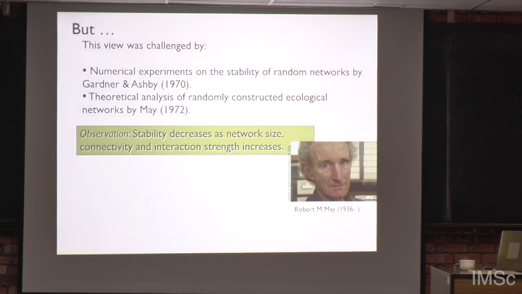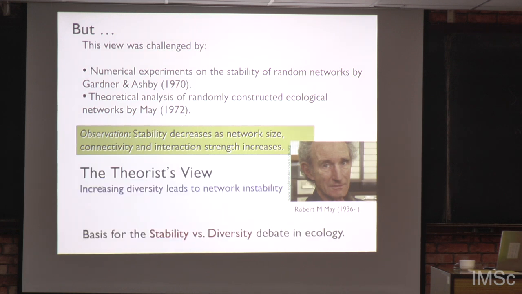So these sets of results essentially suggested that as you increase network size, connectivity, interaction strength, typically that results in a decrease in stability. Okay. So therefore, the theorist's view as opposed to the empiricist's view is that increasing diversity leads to network instability, and this is the basis for what is known as the stability diversity debate, which actually has continued to this day in the ecological literature. Okay.